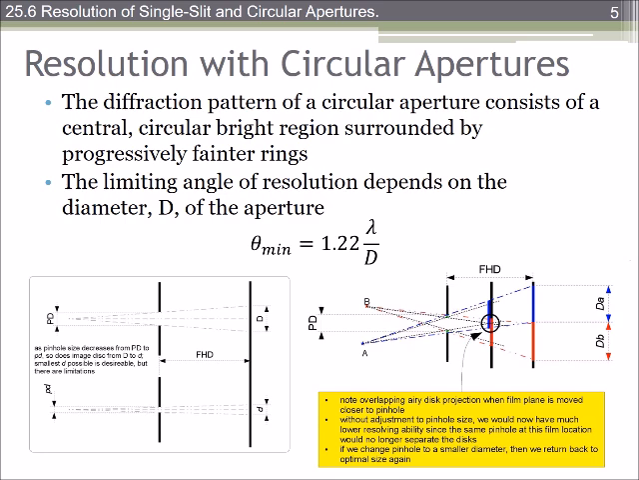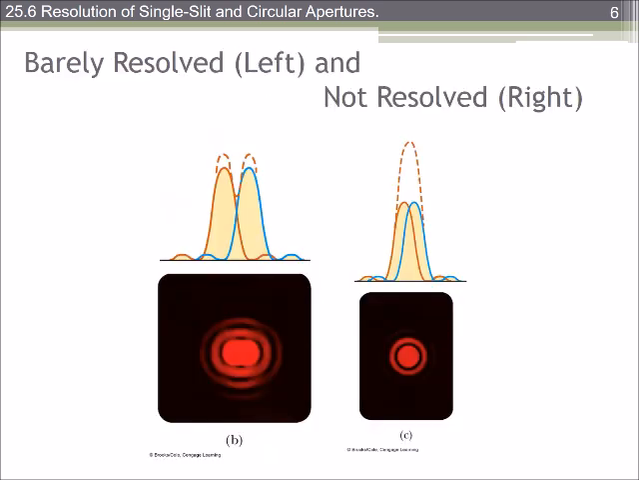So most apertures that we use are actually circular. Telescopes are circular, microscopes are circular, eyes are circular. So we need to change the formula a little bit and add this 1.22 for a circular aperture. So here we can see another image of this, which is again barely resolved. So here the first minimum is just past the central maximum. But here these two central maxima are too far overlapped that we can't really see either one.